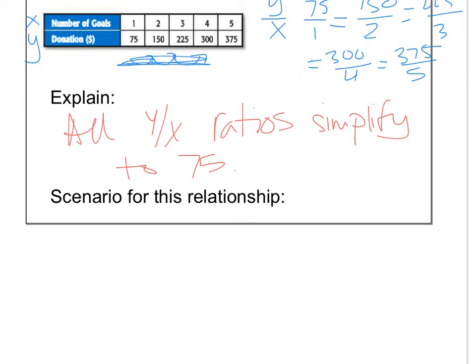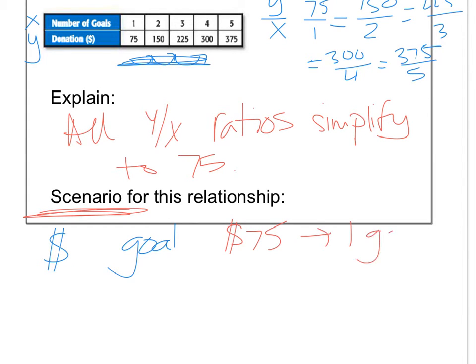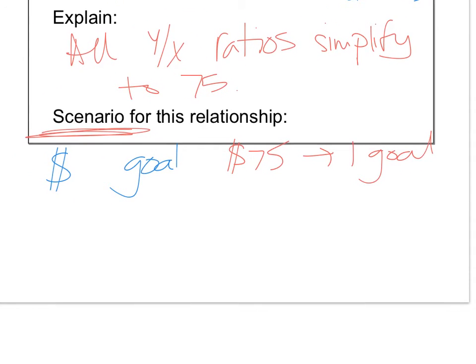This was another struggle, writing a scenario for this relationship, okay? So, using the units given to you, so knowing we're talking about dollars and we're talking about goals, and this is where you might want to know your rate of change. So I know that I'm going up $75 for every one goal. So a scenario is kind of like you're writing a word problem.